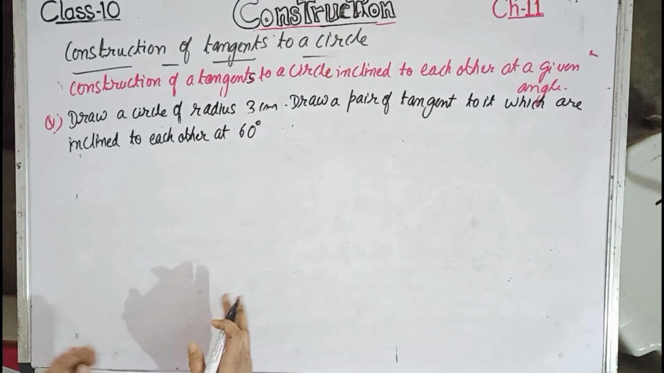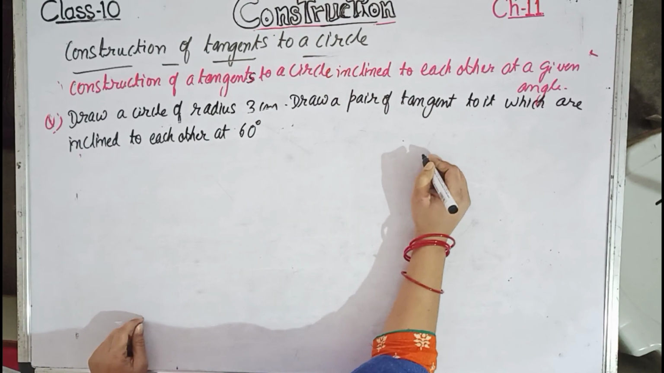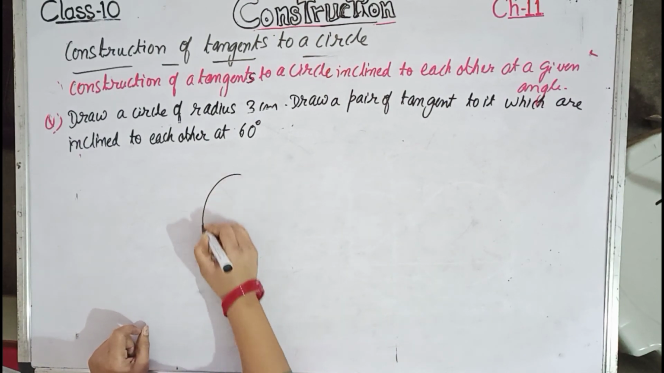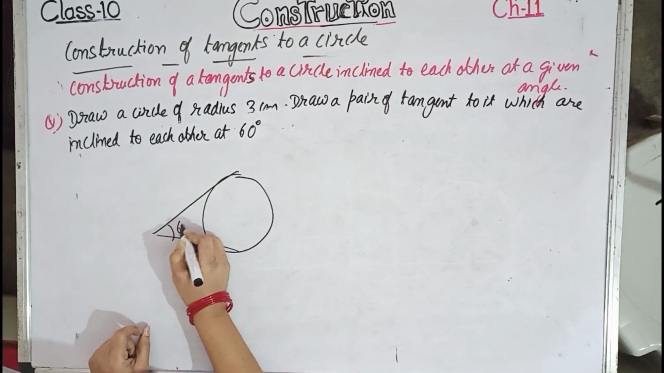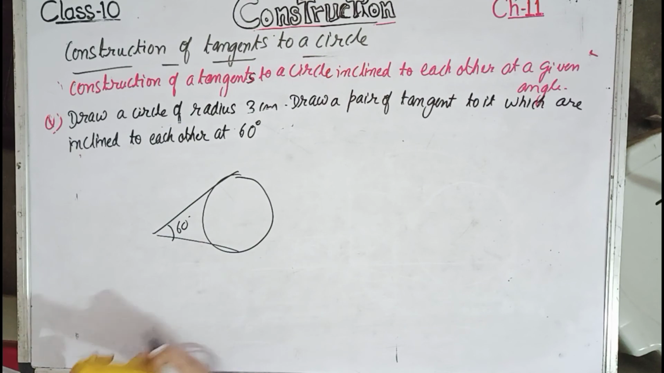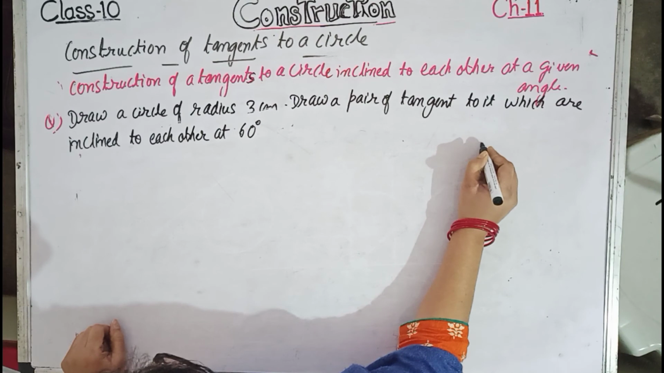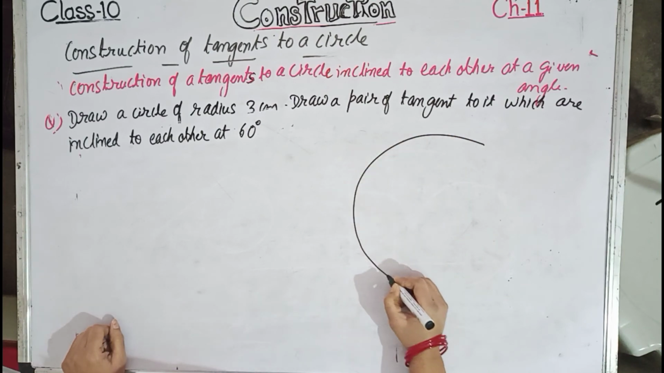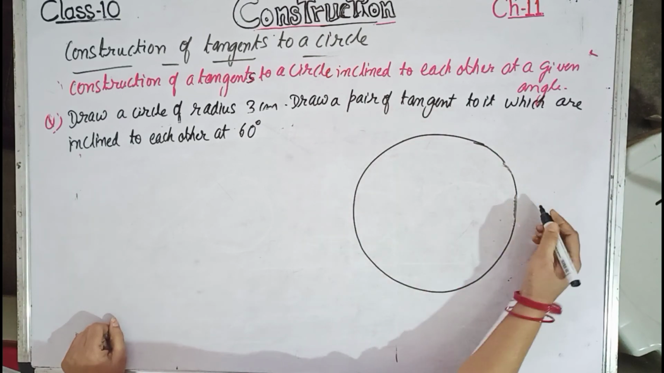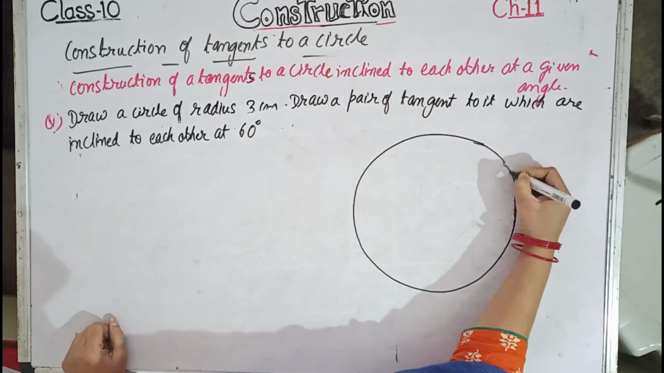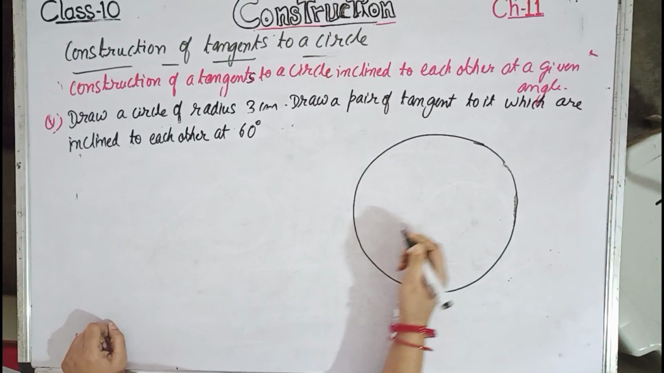So for this children, in each and every construction I am repeating, write the steps of construction. So over here we have to draw a circle and a pair of tangents, and this angle should be 60 degrees. So let us proceed. Draw a circle of radius 3 cm. Now we have to draw a pair of tangents to it which are inclined at 60 degree.